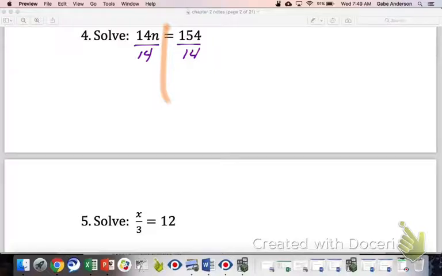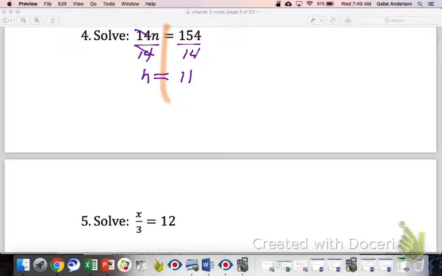As you guys know, these are available to you in the second chapter. The 14s cancel out, or they divide out. We end up with n is equal to, did anybody do it yet? Gracie, what'd you get? 11 is right. So n is equal to 11 for this one because we divided both sides by 14.